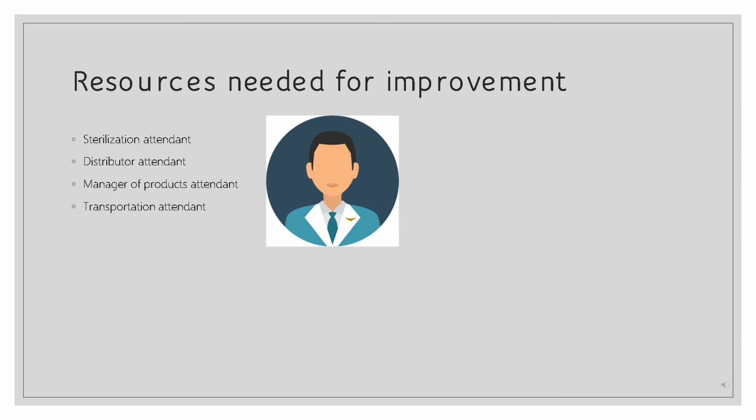The resources needed for improvement will be basically human resources. First, there is going to be a sterilization attendant who's going to be in charge of all the shipping from the sterilization company to the warehouses. Also, he's going to check the process is going well and it's being well done. Then the distributor attendant, who's going to be the one receiving the products from the warehouse, is going to check everything is alright, the quantities and all that.